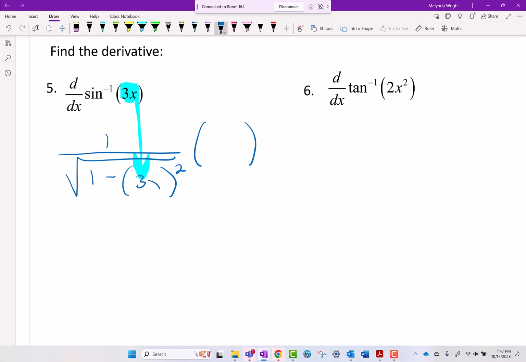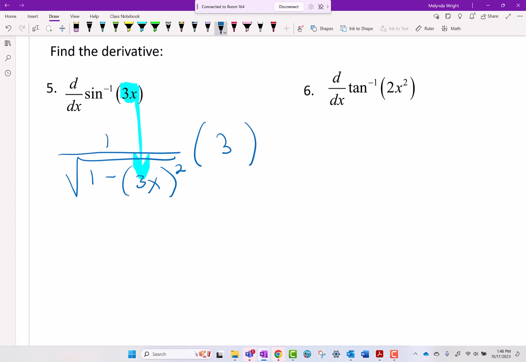Okay, so I'm going to put that there. And that is not just an x, so I have to chain it. What is the derivative of 3x? 3. And that's the calculus. Now we just need to pretty it up with algebra. Okay, that's the calculus. You just write the template down, you plug stuff in it, chain it, done.